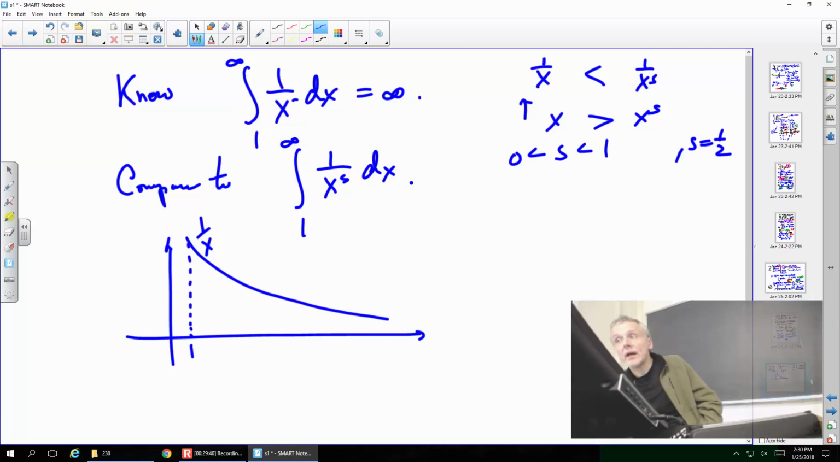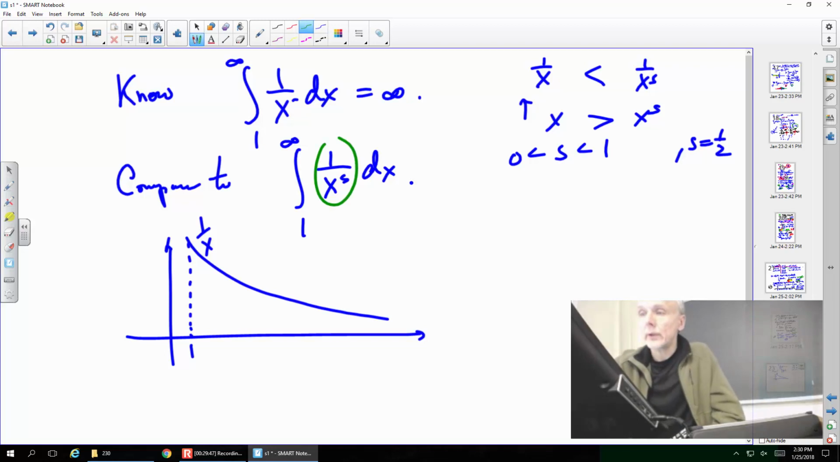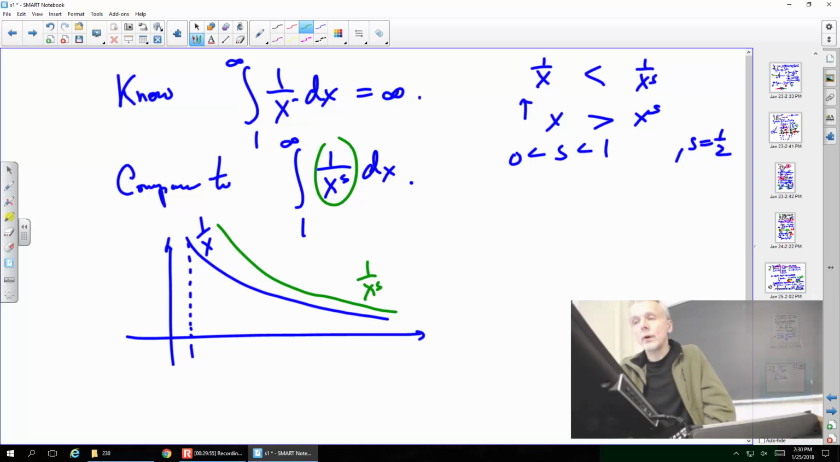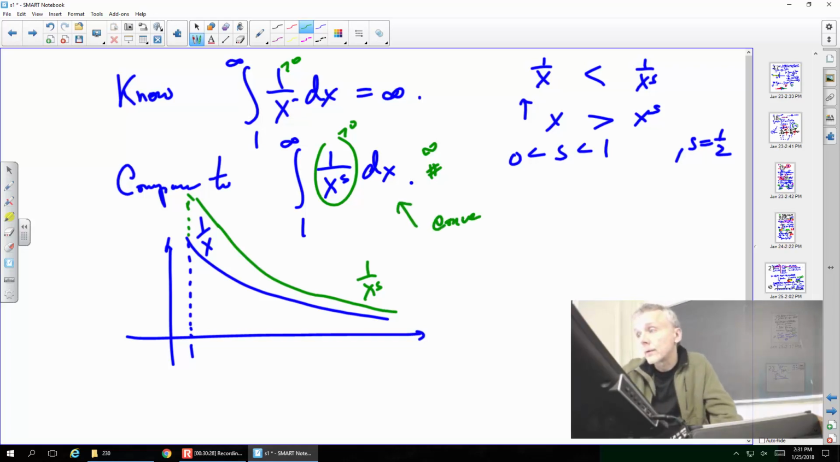So it means that 1 over x to the s, the second function, its graph will be lying above the first one. So this one will be here, 1 over x to the s. Now both functions are positive. So we know that there are only two outcomes. We already know the outcome for the first one is infinity. The only two outcomes for the second one are infinity or a positive number. Which one is it? In other words, does it converge or diverge?